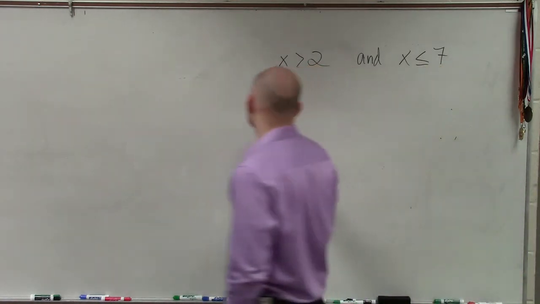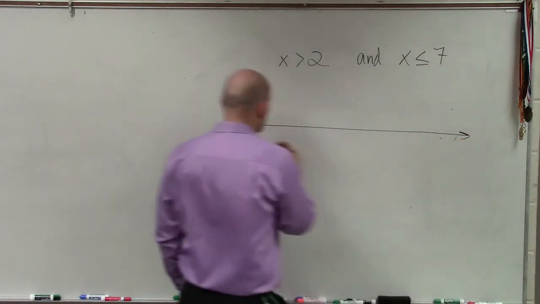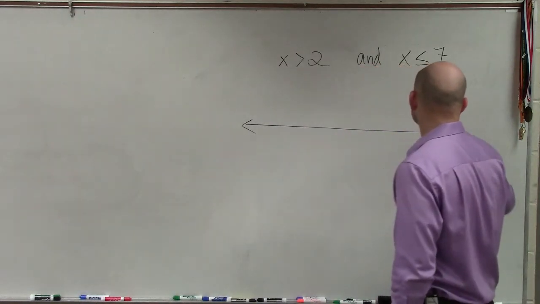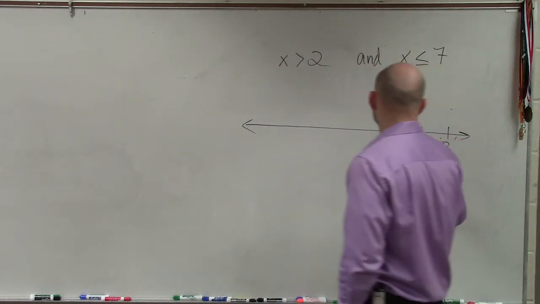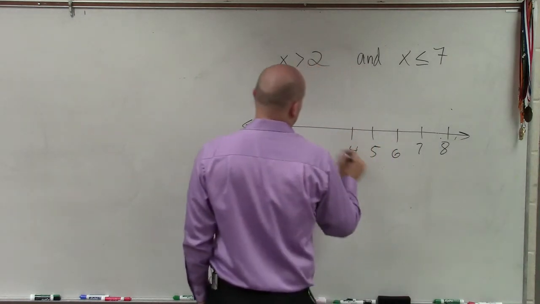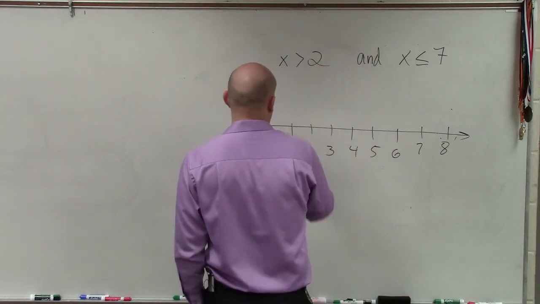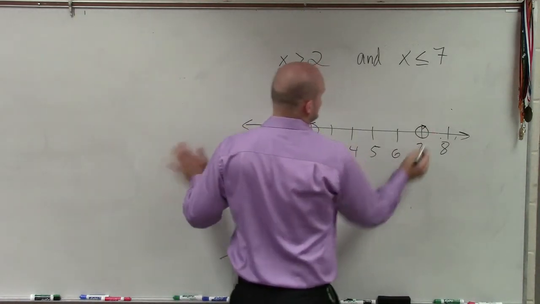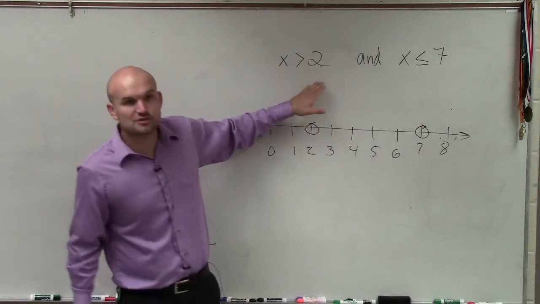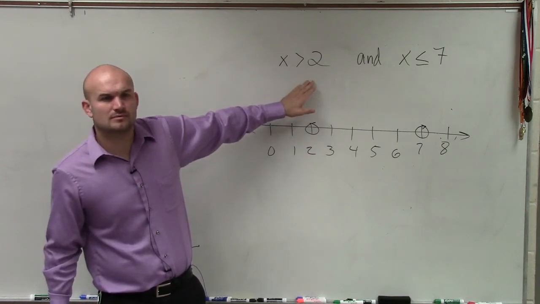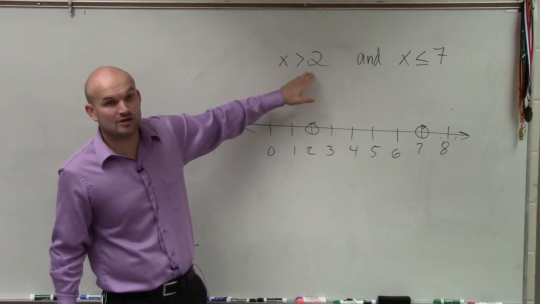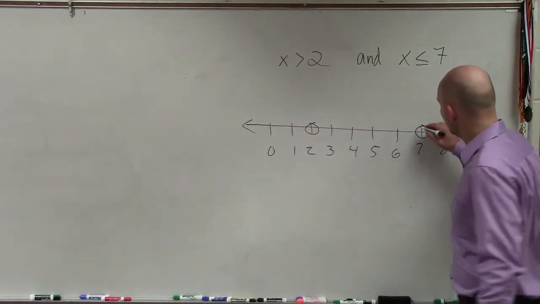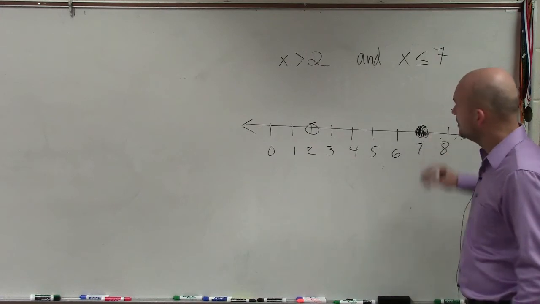So let's go ahead and graph these on the same number line. But unlike or, we're only going to graph where they intersect. So I'll go 0, 1, 2, 3, 4, 5, 6, 7, 8. Again, I'll put 2 dots at each one, 2 and 7. Now notice this is greater than, not greater than or equal to. So that's going to be open. This is less than or equal to, I'm sorry, so that's shaded. All right.